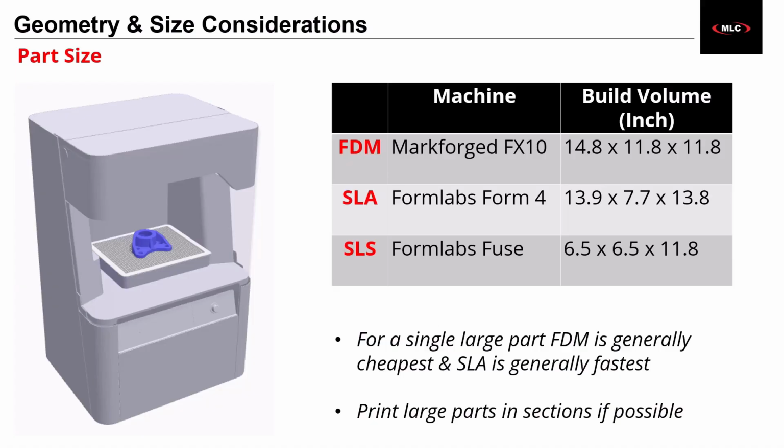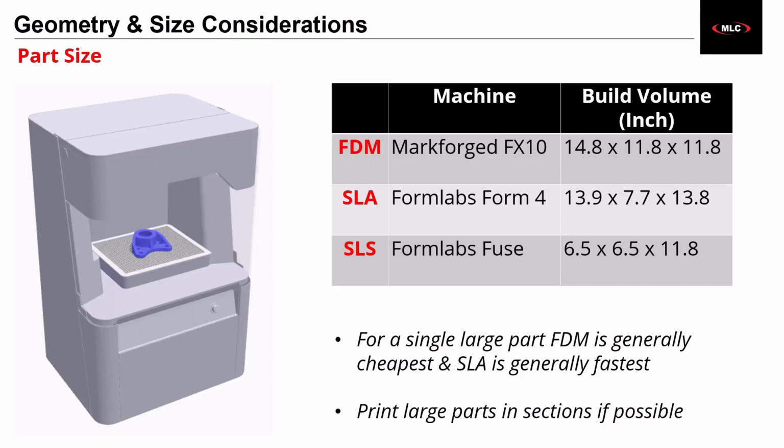off of size, but it is going to influence some of our decisions as we keep moving forward with the rest of these considerations. A few things worth noting are for larger parts, FDM in general is going to be the cheapest, and SLA, again, in general is going to be fastest. There are a lot of other factors that could make that untrue, so that comes with some fine print.